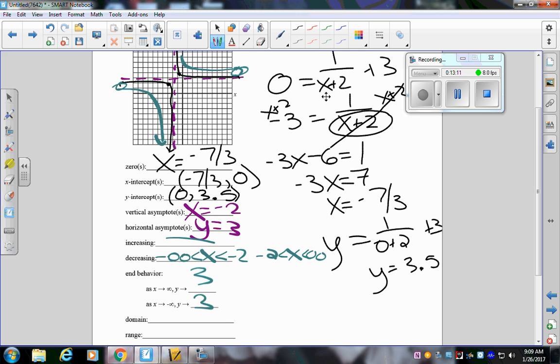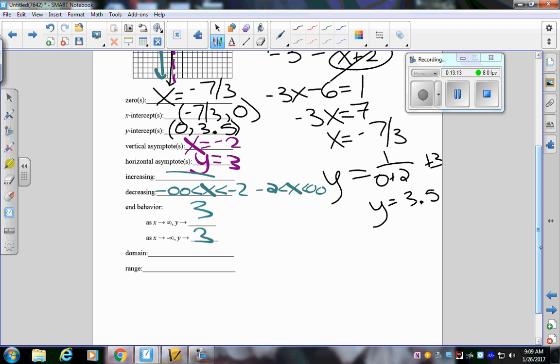Domain, what x values do I see? I see everything but the negative 2, because that's my restriction here. And for my range, I see everything but 3.